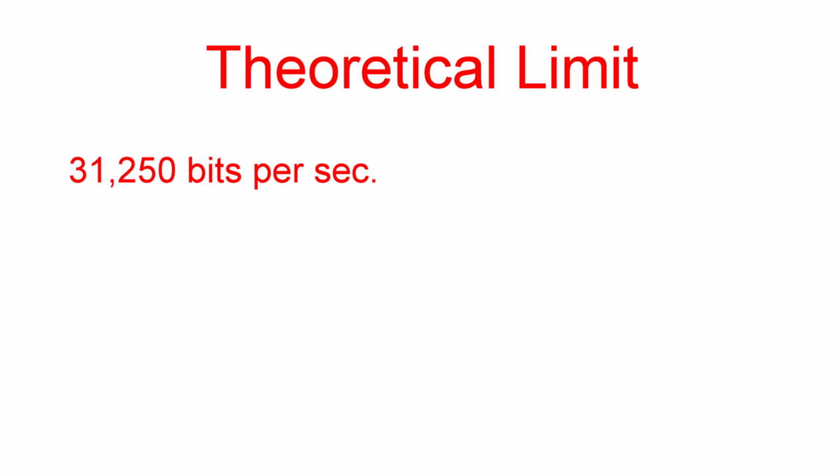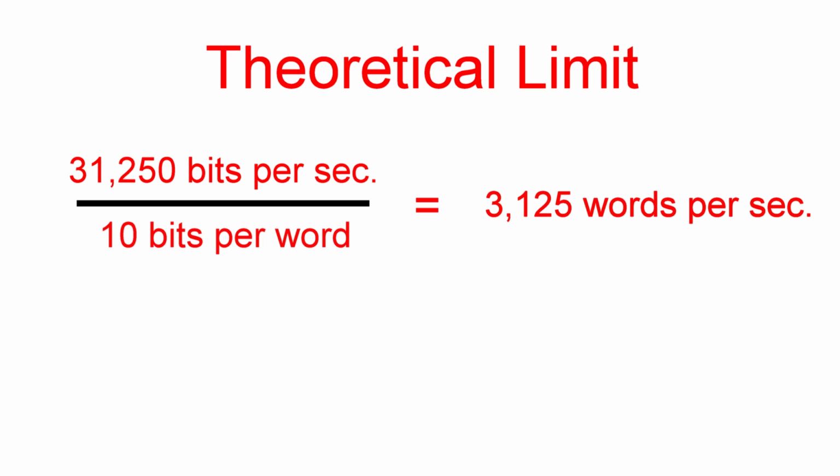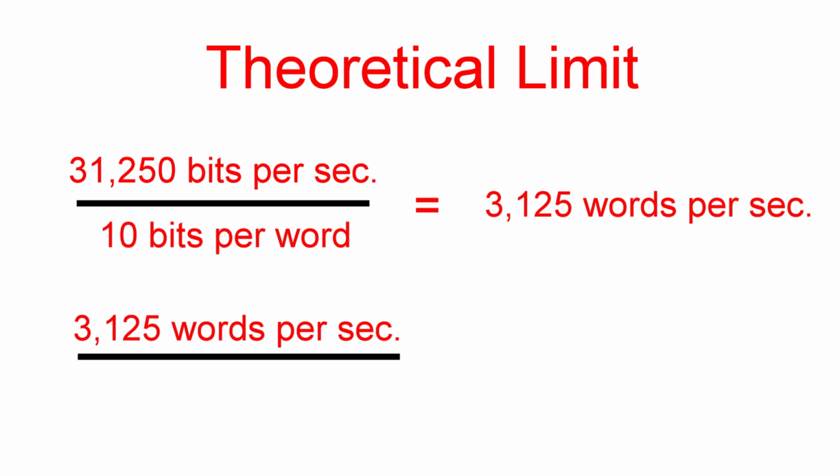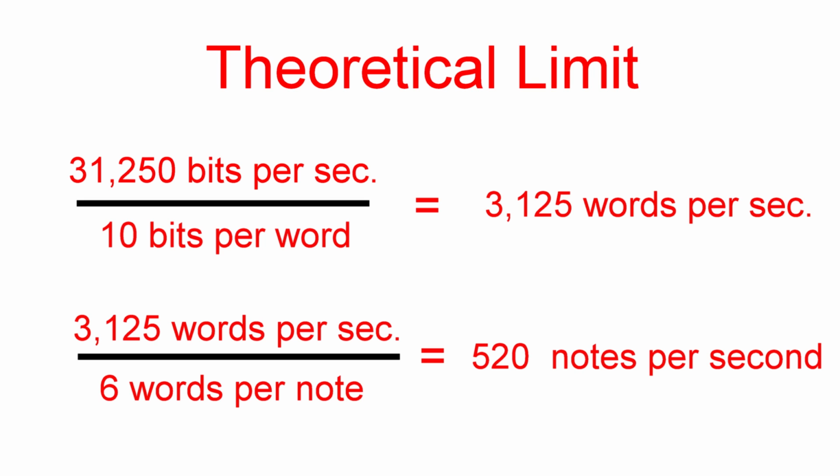At 31.25 kilobaud, we can transmit 3,125 8-bit data words per second, including one start and one stop bit per word. We need two 3-word MIDI events per note, one to turn the note on and one to turn it off, resulting in the 520 note per second limit. MicroPython, with PIO's help, appears to be fast enough for nearly all of our needs.